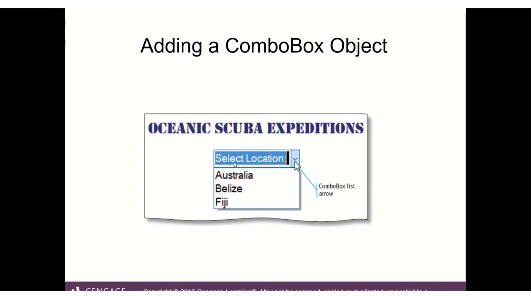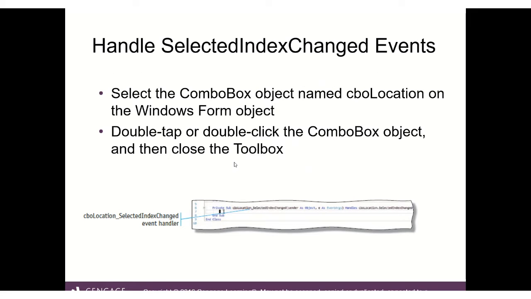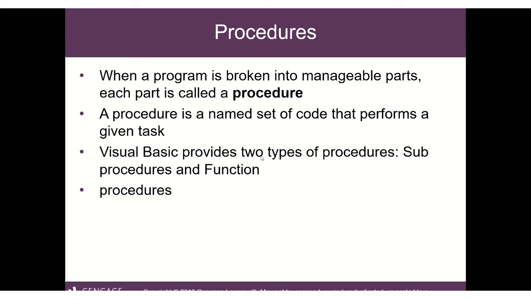So then we will handle the selected index change events, which is also shown in the lab section as well. But the main idea is to write a procedure by double clicking on the combo box, and then do whatever is needed to facilitate the events. So now the concept of procedure comes up when the program is broken into manageable parts. Each part is called a procedure. The procedure is a named set of code which performs some given tasks.